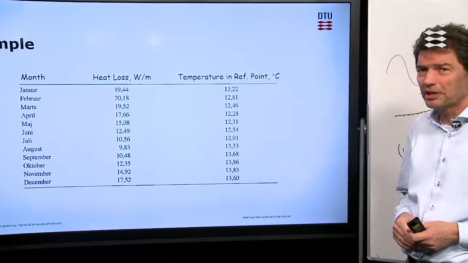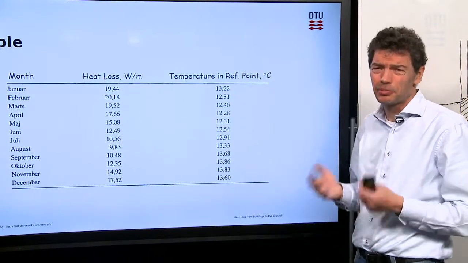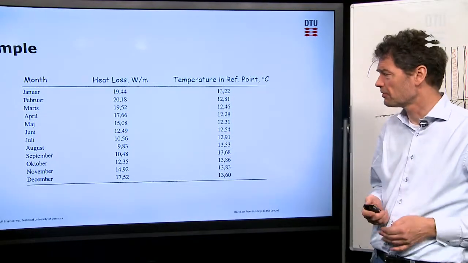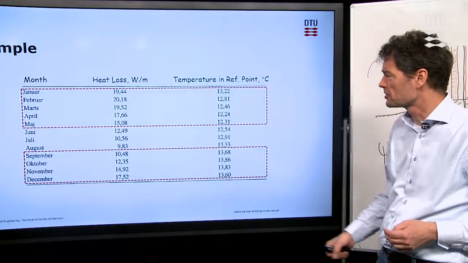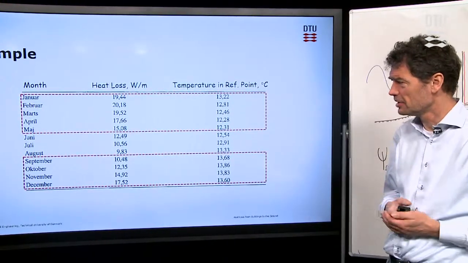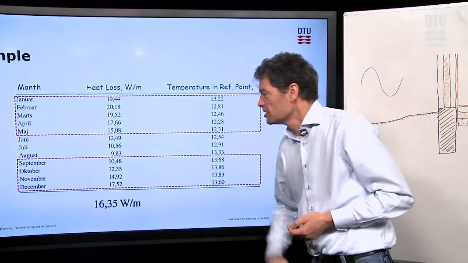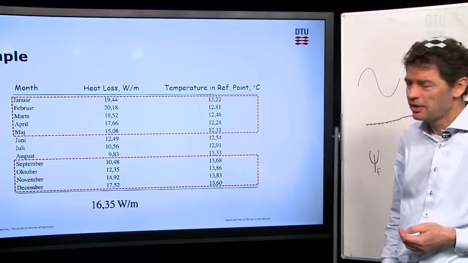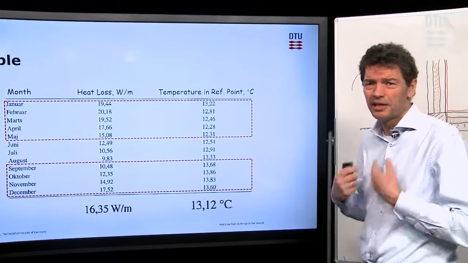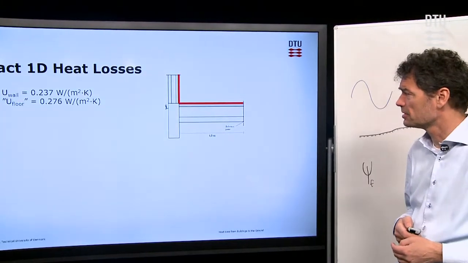Also the reference point, I was interested to know what's the temperature, and here we see also the program's calculation of the monthly average temperature in that reference point. And we were interested only in those 9 months altogether, which are now in the frames here. And there we can see an average specific heat loss of 16.35 watts per meter, and in the reference point an average temperature for those months of 13.12 degrees centigrade.